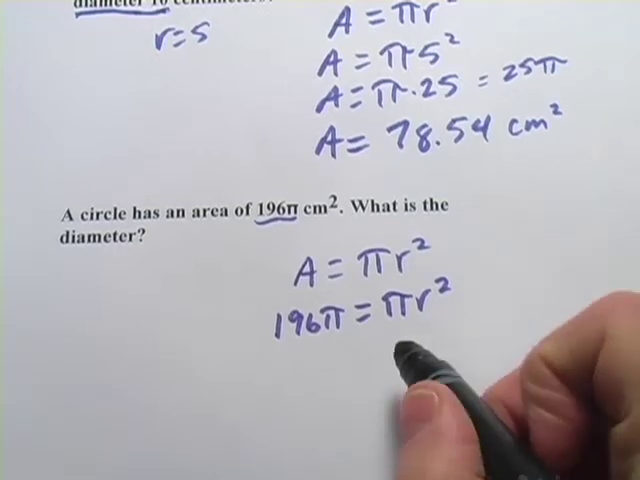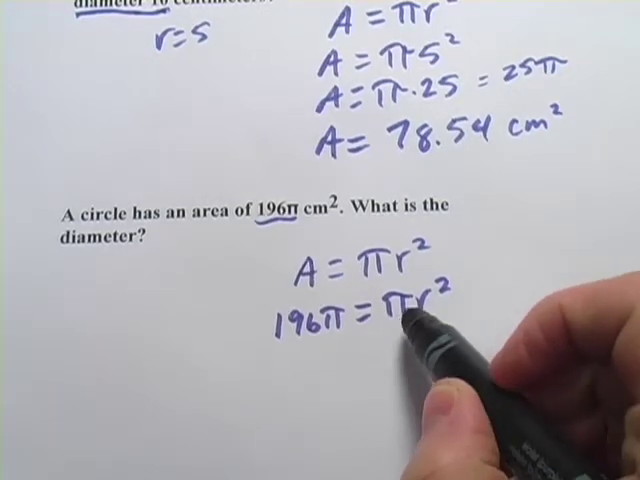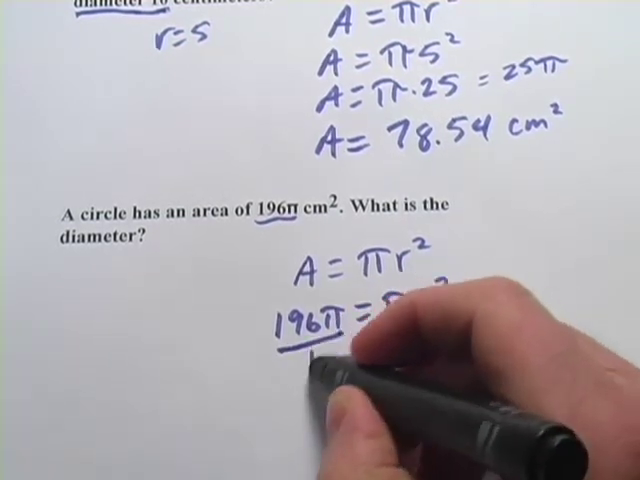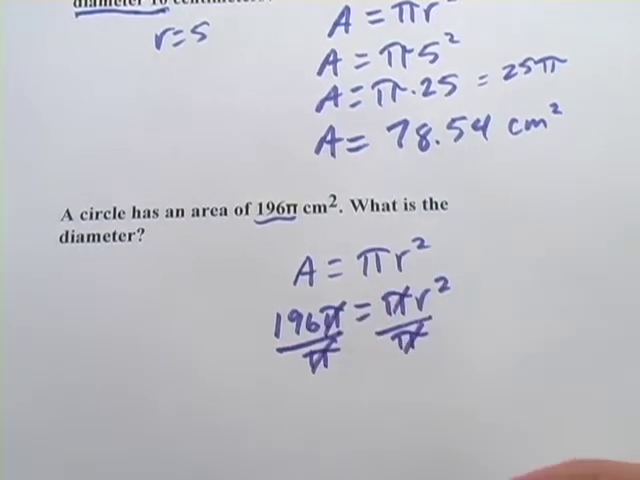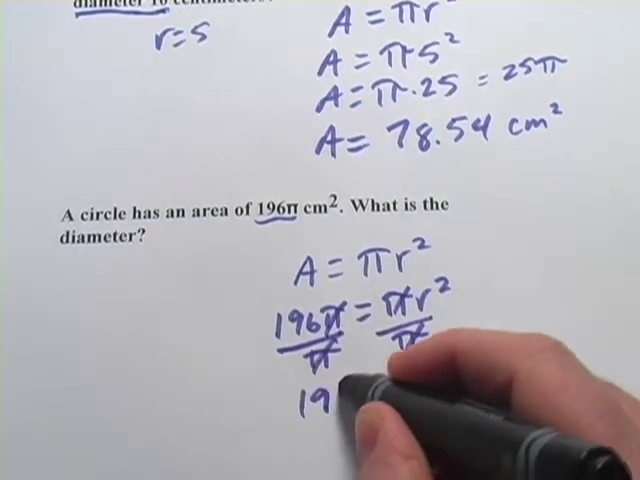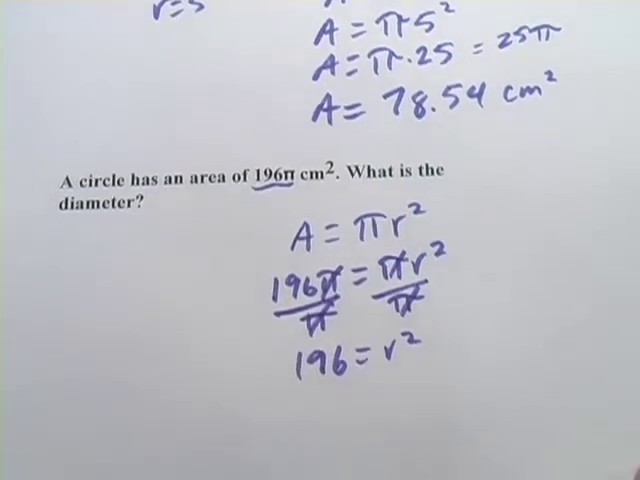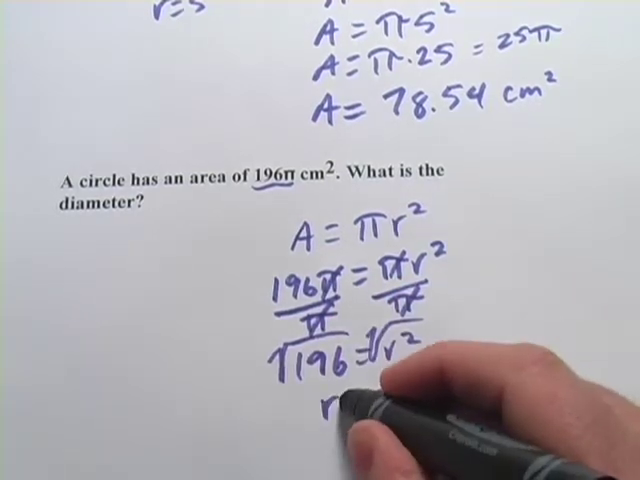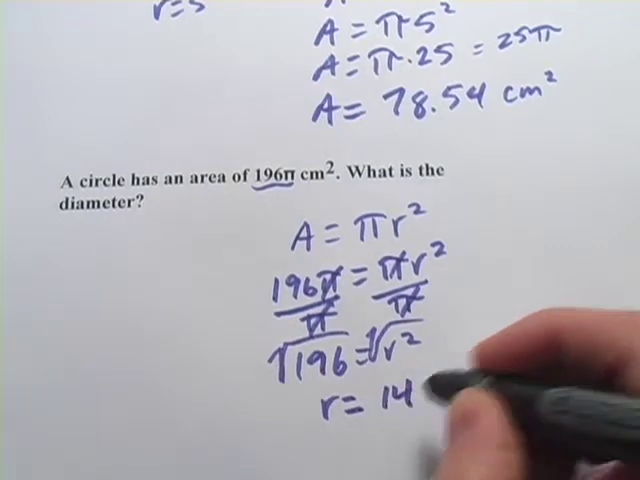Now at this point, probably what I'd do first is divide everything by pi. I've got a pi over here and a pi over here. If I divide both sides by pi, the pi's will disappear. That's kind of nice. And now I just get 196 equals r squared. To solve for r, I would need to take the square root of both sides. So I would get r equals, and let's see, oh, that's 14.